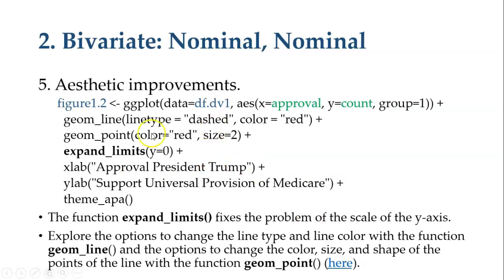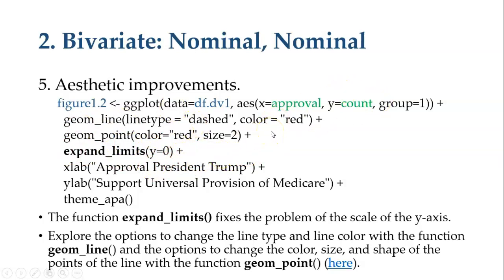This is basically the same, but I play around a lot with the geom_line function and the geom_point function, okay? The only important and critical thing here is this function expand limits, and it's going to tell you to start with the y-axis being 0, okay? That's the most critical thing here. This is just to show you different options that you have.